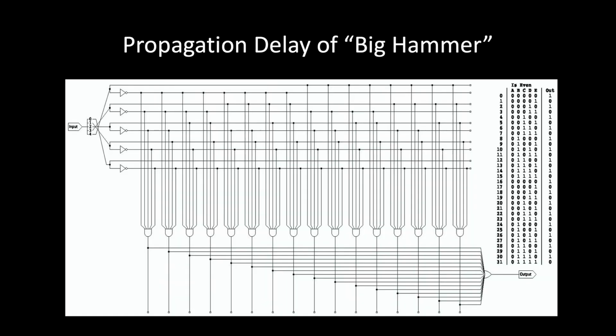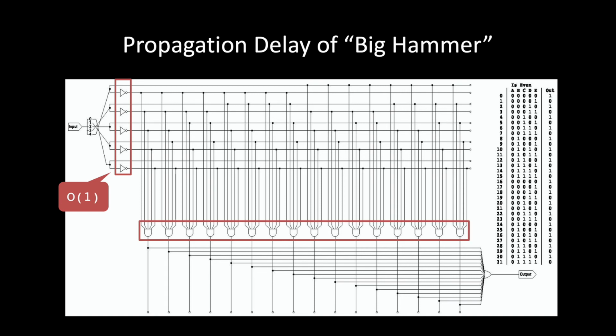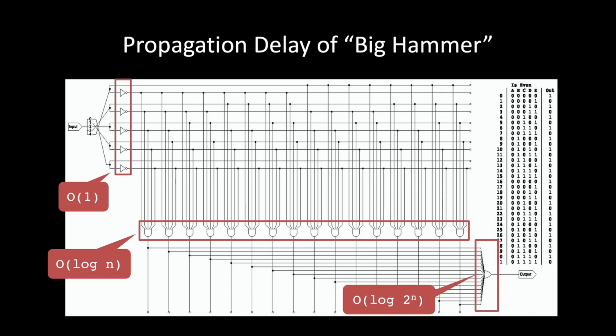So now let's analyze that 5 input circuit again. The set of NOT gates all run in parallel, and they each just take 1 gate delay because they only have 1 input. So we can call that a constant amount of time, big O of 1. The set of AND gates also run in parallel. Each AND gate has n inputs, so this entire bank of AND gates takes a time that's big O of log n. Finally, the OR gate has 2 to the n inputs, so its time is big O of the log of 2 to the n.